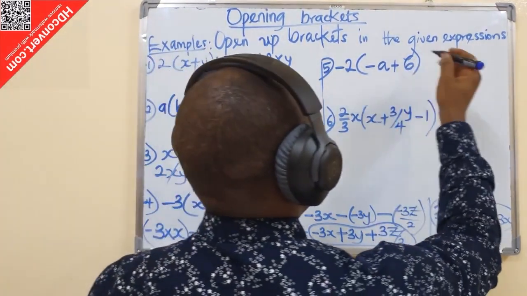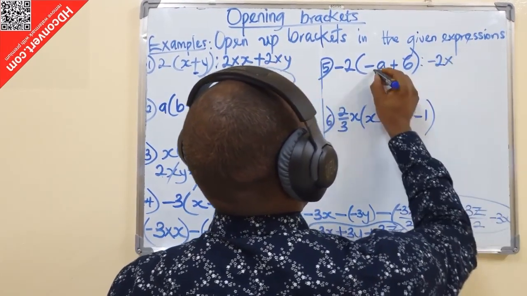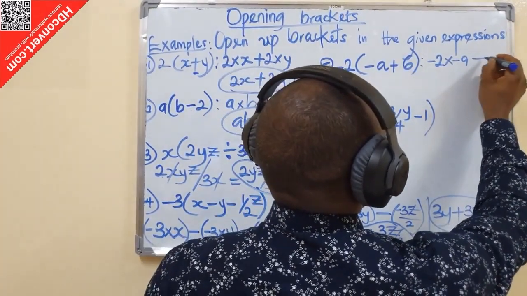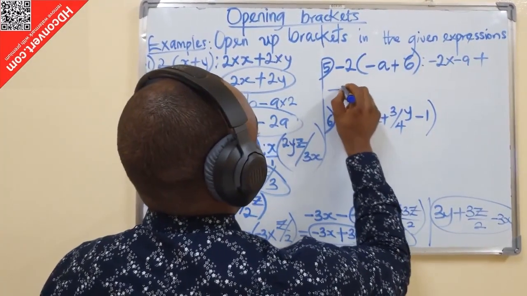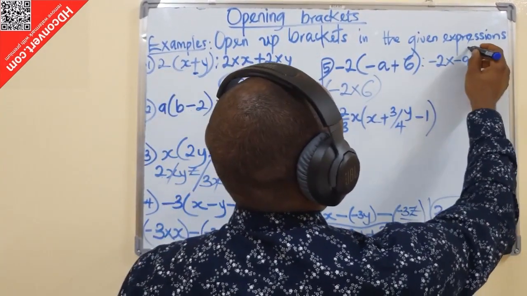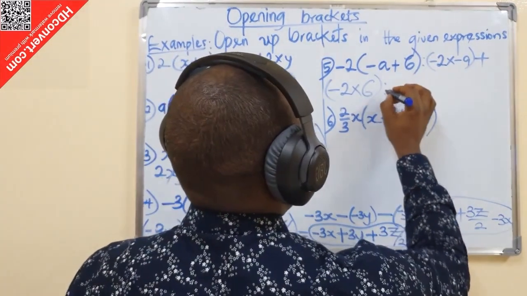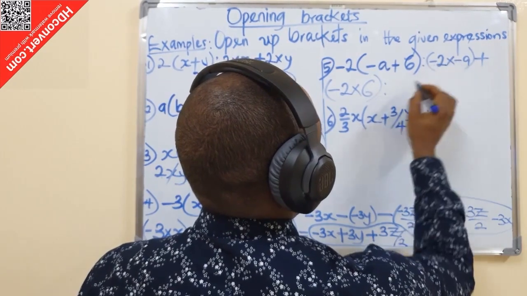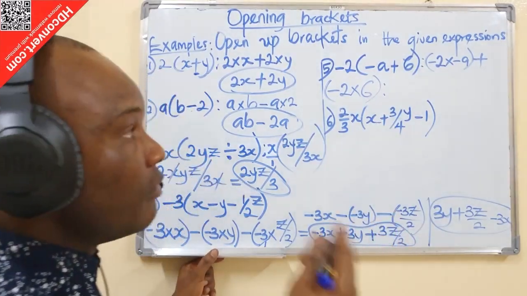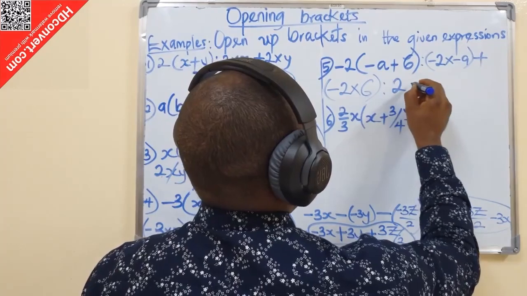For question 5, negative 2 is already outside. I'll keep it outside, multiplying negative a. Keep it there. Plus negative 2 again, multiplying 6. I'll just keep this in a bracket and that in a bracket. So plus is the sign outside. Now, negative times negative gives us positive. Remember, when a number that comes first is positive, we don't need to write a positive sign in front. So we don't need to write plus 2a. I will just write 2a.